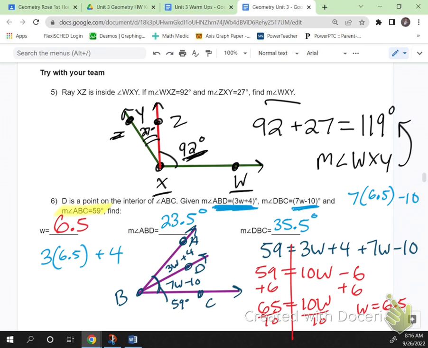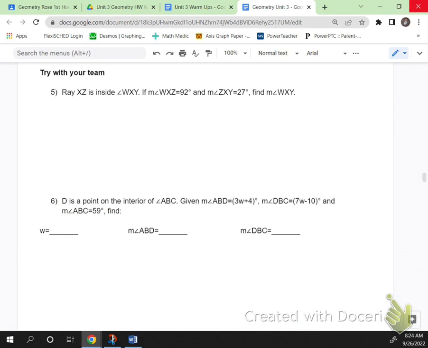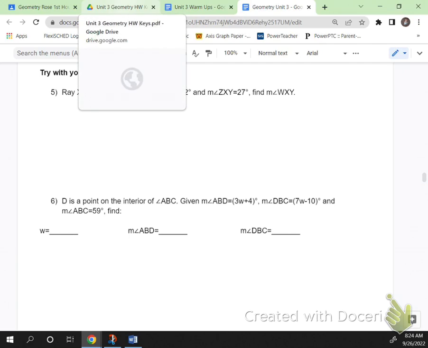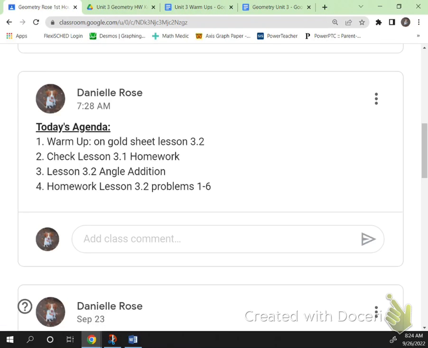Okay, today we're working on our homework. Anyone still need to see this? Working on our homework. Our homework today is problems 1 through 6 in your packet. 3.2, problems 1 through 6.